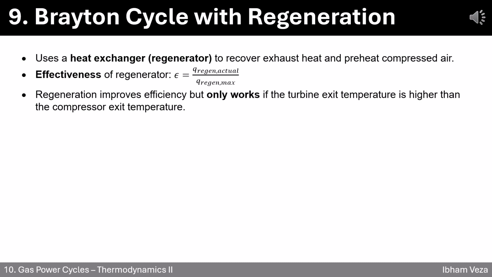This reduces the amount of fuel needed for heating, improving overall efficiency. The effectiveness of this regeneration process tells us how much of the available heat is actually recovered. But regeneration doesn't always work. It only helps when the turbine exhaust is hotter than the air coming out of the compressor. If not, there's no useful heat to recover.